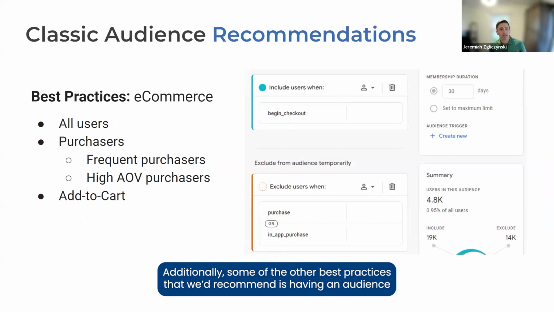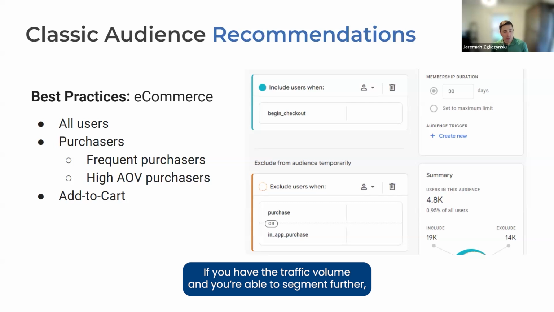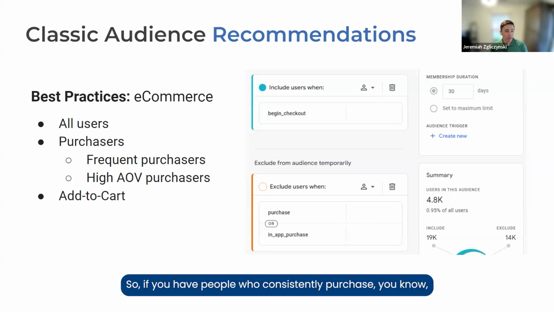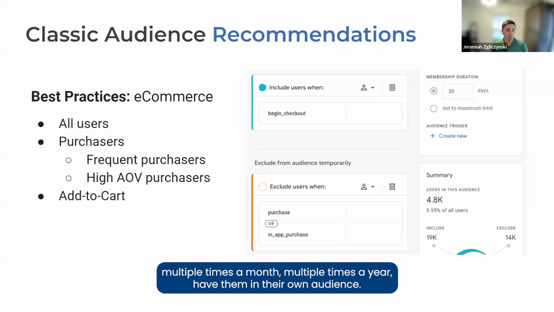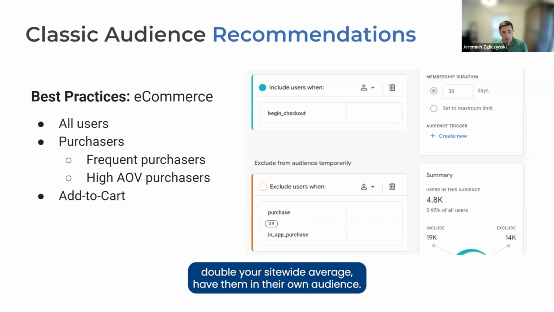Additionally, some of the other best practices that we'd recommend is having an audience for your all-time purchasers, anyone who's ever made a purchase on the website. If you have the traffic volume and you're able to segment further, we like to add in frequent purchasers or high AOV purchasers. So if you have people who consistently purchase, multiple times a month, multiple times a year, have them in their own audience. If you have people who are constantly purchasing double your site-wide average, have them in their own audience.